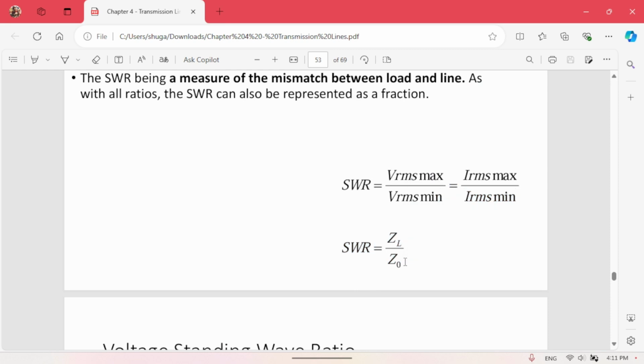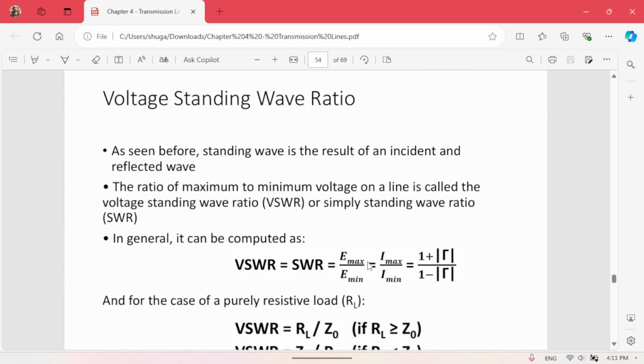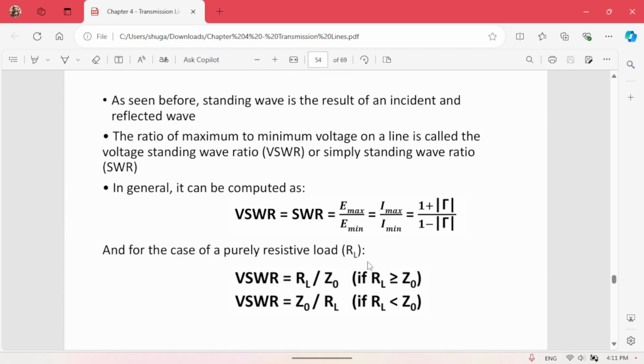Okay, all right. As seen before, a standing wave is a result of an incident and reflected wave. The ratio of maximum to minimum voltage on a line is called the voltage standing wave ratio, VSWR, or simply standing wave ratio. In general, it can be computed as VSWR equal to SWR equal to Emax over Emin and equal to Imax over Imin.